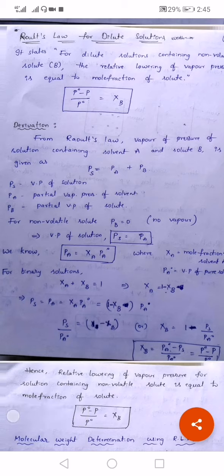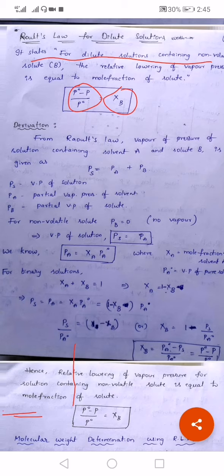Raoult's law for dilute solutions means that for dilute solutions containing a non-volatile solute, the relative lowering of vapor pressure is equal to the mole fraction of solute. So whatever we have learned, the relative lowering of vapor pressure for dilute solutions containing non-volatile solute is equal to the mole fraction of solute. Okay, so simple.